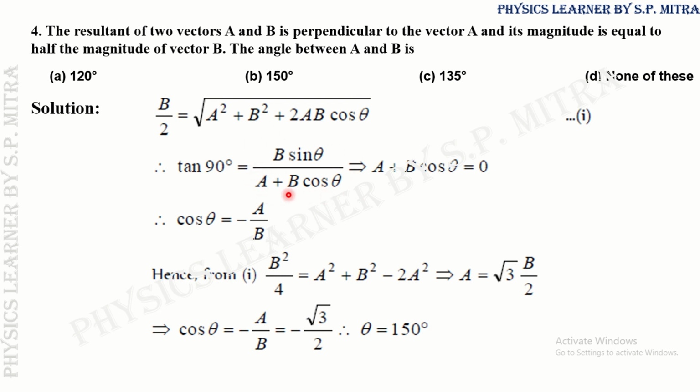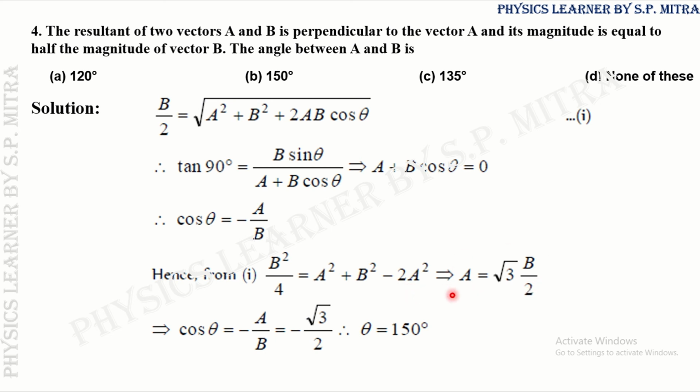Therefore, we can write A plus B cos theta is equal to 0, which implies that cos theta is equal to minus A by B. Hence, from equation 1, putting the value of cos theta is equal to minus A by B and squaring both sides, we can write that B square by 4 is equal to A square plus B square minus 2A square.